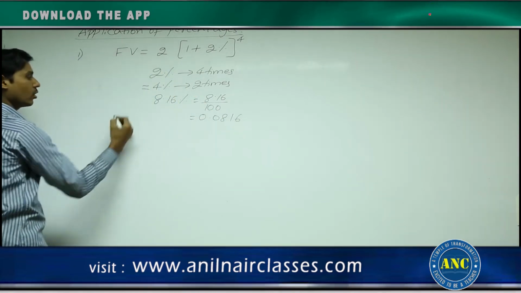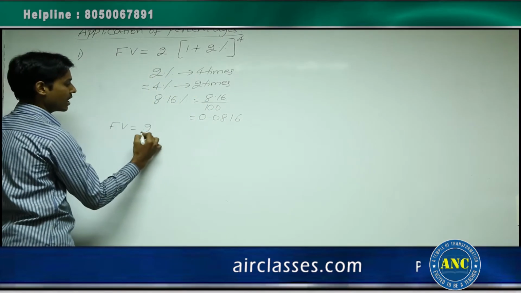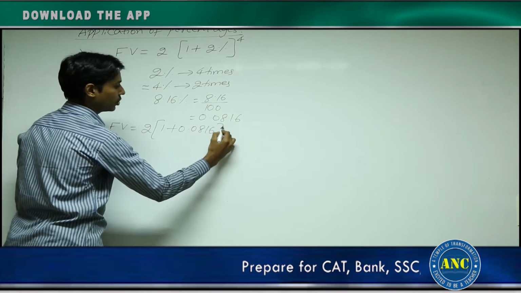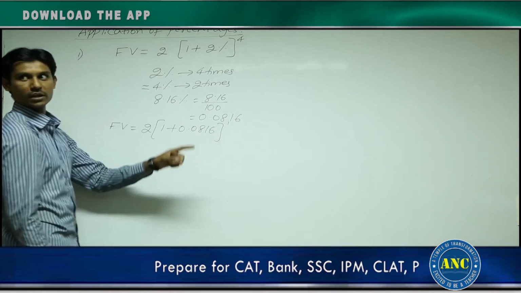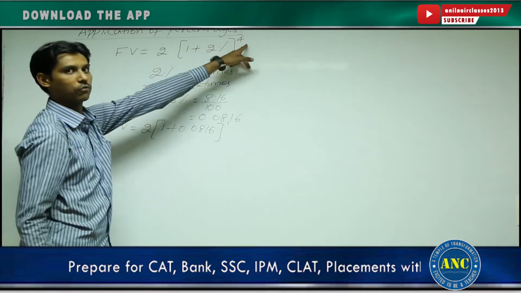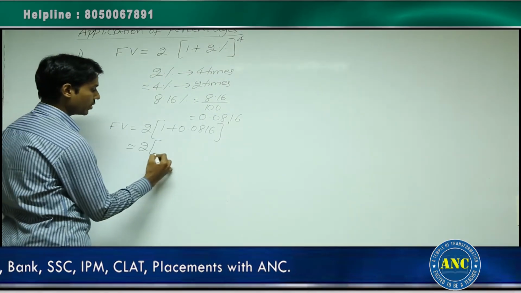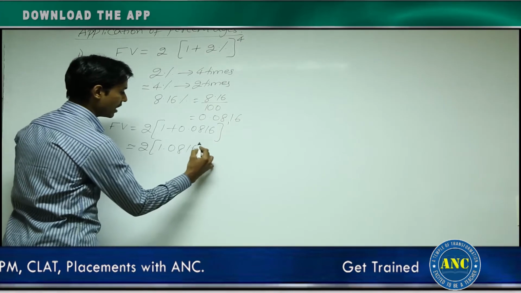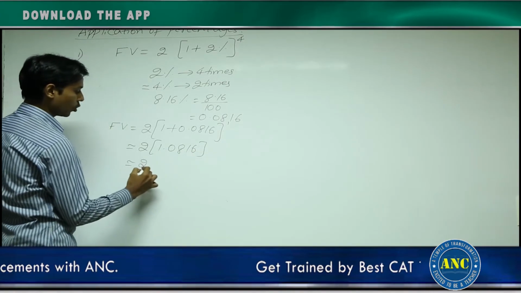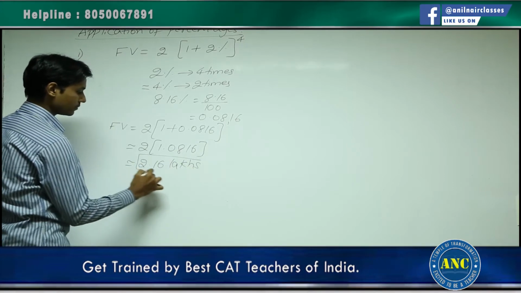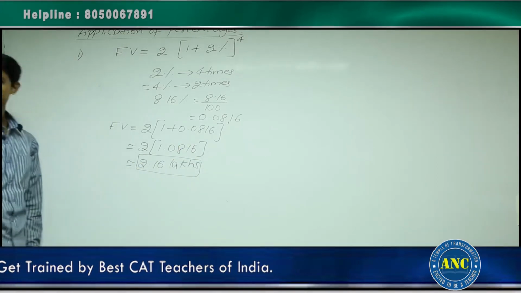That means I can also write this as final value is 2 into 1 plus 0.0816 to the power of 1. That is the advantage of using this approach. You are reducing the power 4 to a power 1, right? This becomes approximately equal to 2 into 1.0816, which is approximately 2.16 lakhs. Final value is 2.16 lakhs. Clear with the approach?